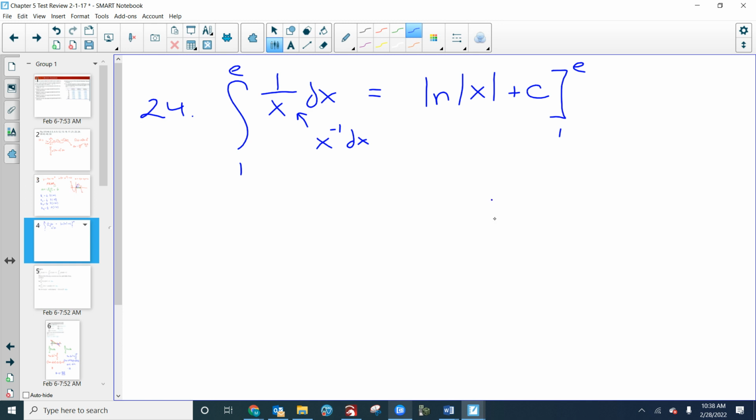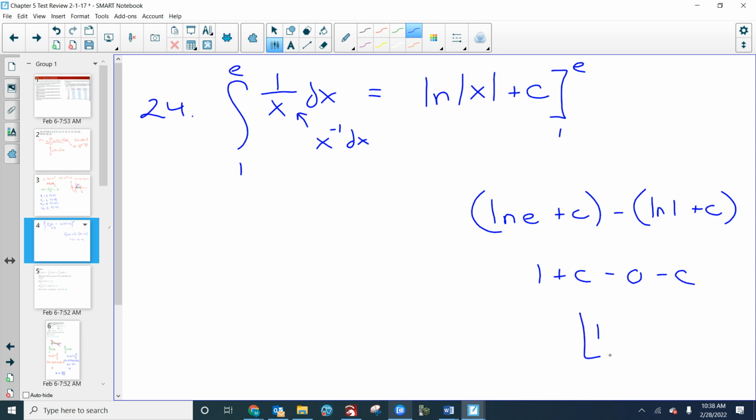So you're going to have ln e plus a constant minus ln of 1 plus a constant. What's ln of e? E to what is e? 1. So 1 plus c minus what's ln of 1? E to what is 1? 0. 1 is our answer. Others on that problem set.